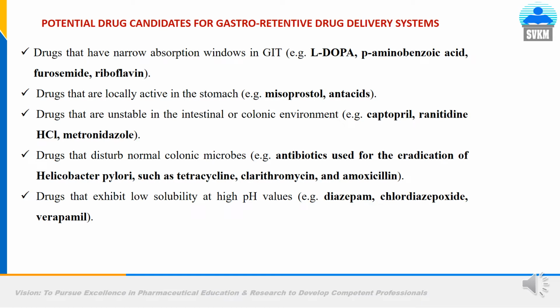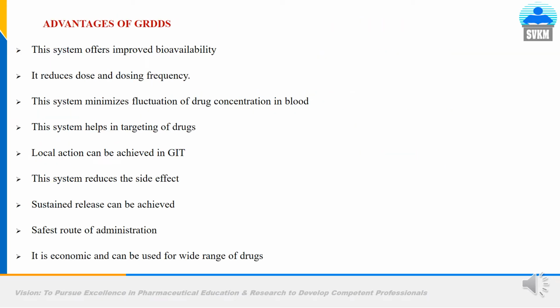Drugs that exhibit low solubility at high pH. When we move from the stomach to the small intestine to the large intestine, the pH goes on increasing, and there are some drugs which are very less soluble at high pH, so they will not give good absorption or bioavailability. So they are suitable to prepare GRDDS formulations. Examples: diazepam, chlordiazepoxide, verapamil. Now let us see the advantages of GRDDS formulations.